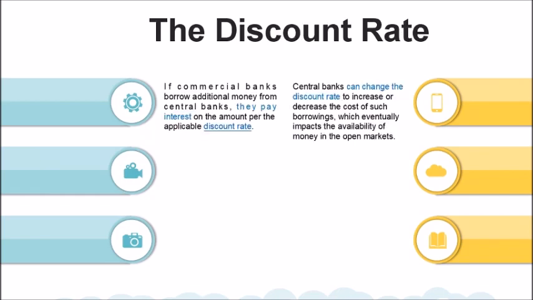Number four, the discount rate. If commercial banks borrow additional money from the central bank, they pay interest on the amount at the applicable discount rate. The central bank can change the discount rate to increase or decrease the cost of such borrowing, which eventually impacts the availability of money in the open market.